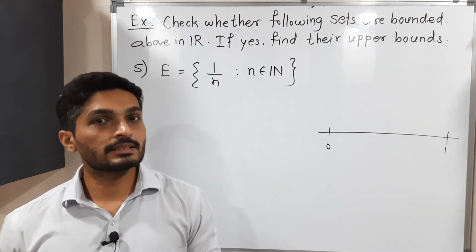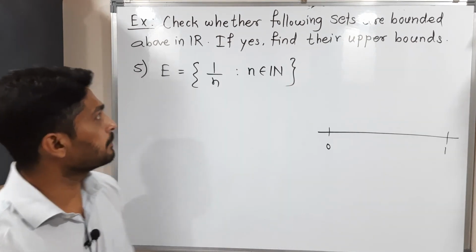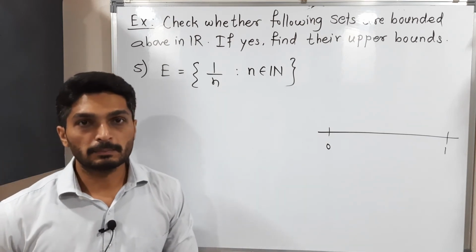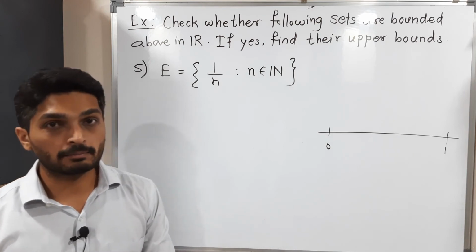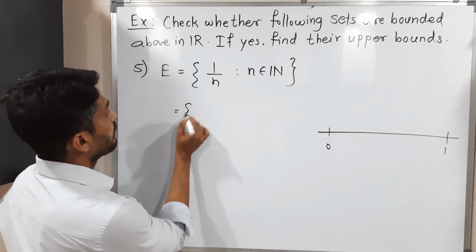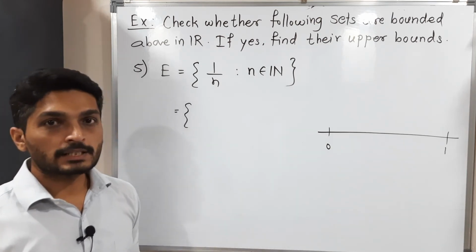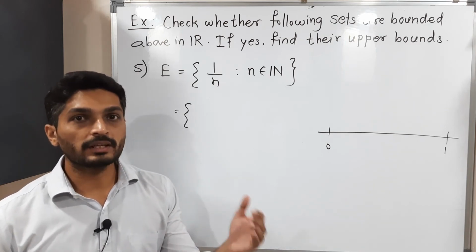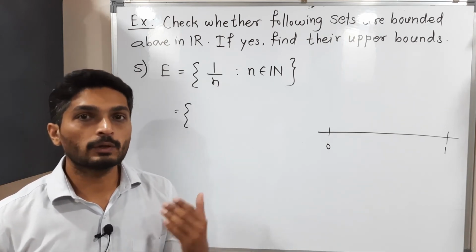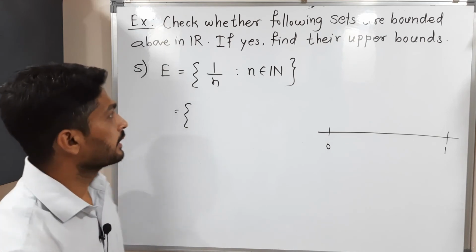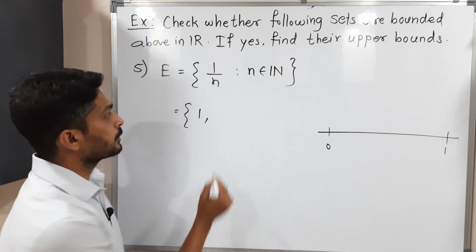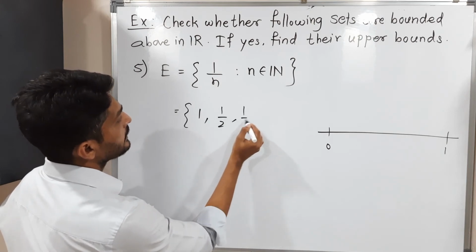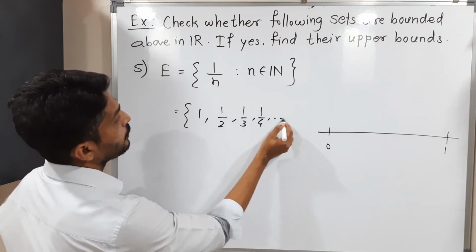So let us discuss this next example. So in this example, n is a natural number and the set is collection of points which are in a form 1 by n. Okay, so that means if I put, natural number starts from 1, 2, 3, 4. So we can put values of n is equal to 1, 2, 3, 4. If I put n is equal to 1, 1 upon 1 is 1. If I put n is equal to 2, 1 by 2. N is equal to 3, 1 by 3, 1 by 4 and so on.